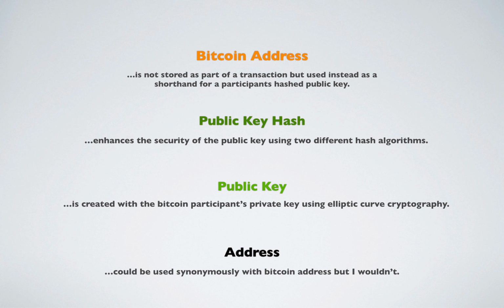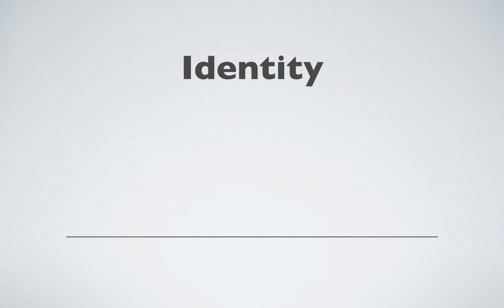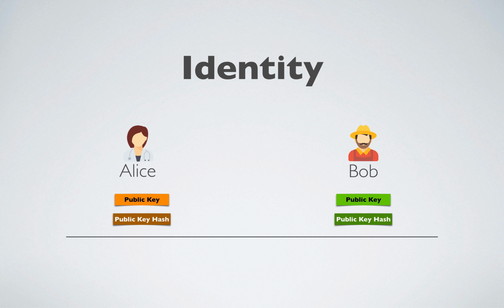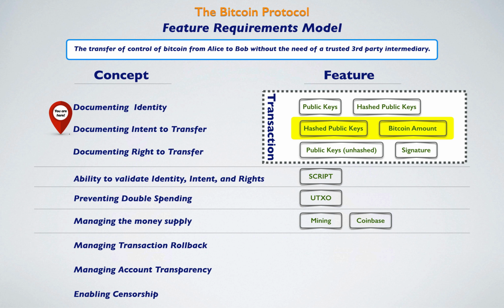At this point, I hope you understand generally how participants in a Bitcoin transaction are identified using public keys and public key hashes, as well as how those keys are distinguished from Bitcoin addresses and how Bitcoin addresses are used. In the next video, I'll explore another key goal of the transaction, documenting Alice's intent and right to transfer control of Bitcoin to Bob.